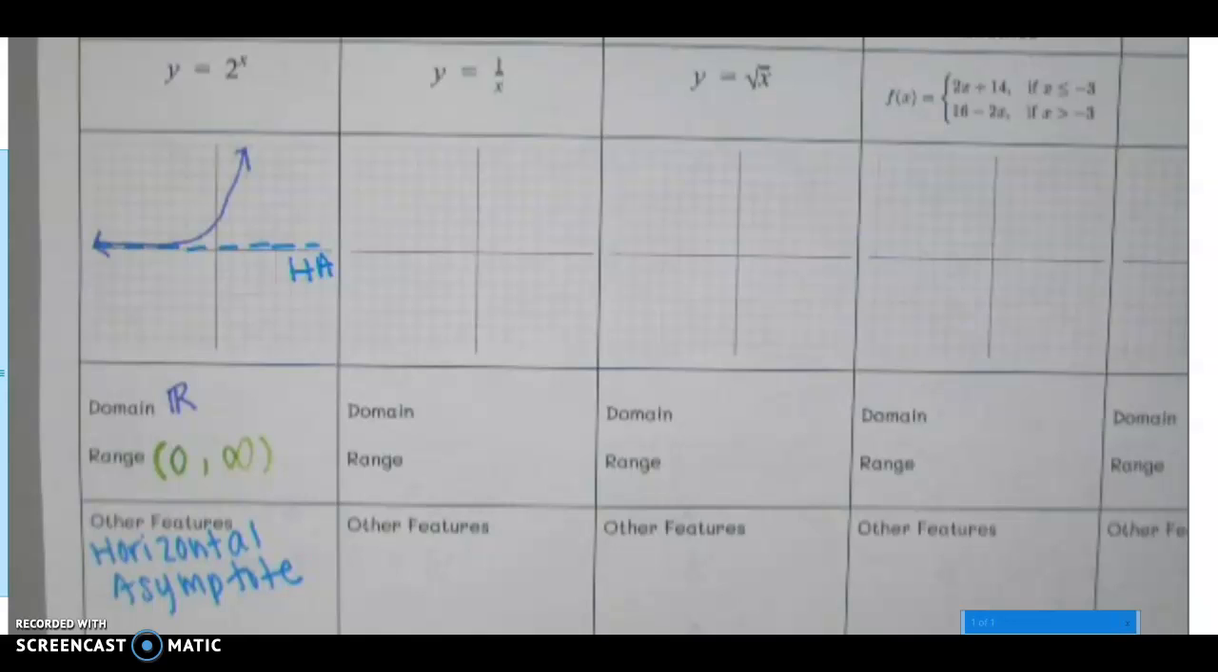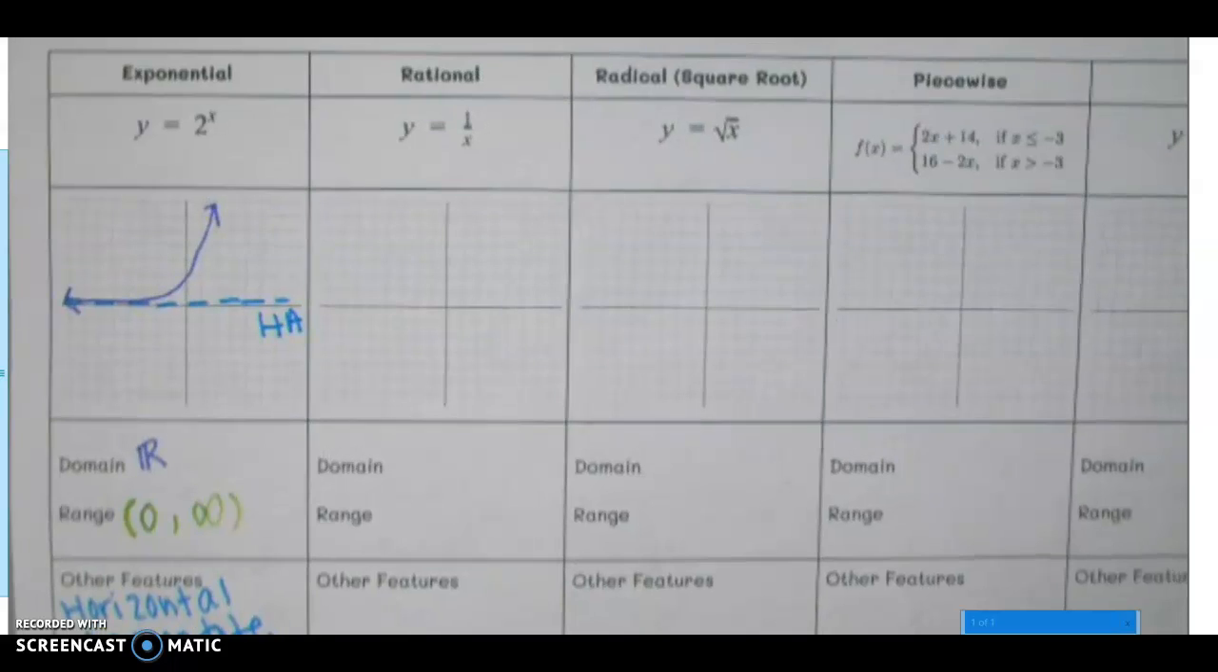So we use a parenthesis whenever it's like super, super close, but it's not going to touch. There's not like a vertex or a minimum point there. That's when we use a bracket, when it's an actual point.